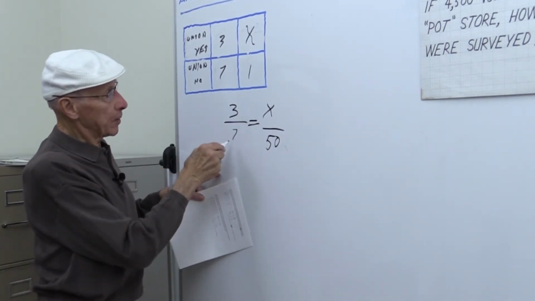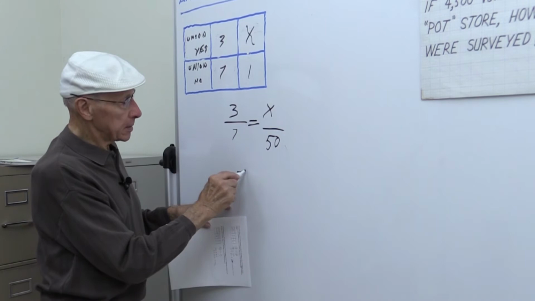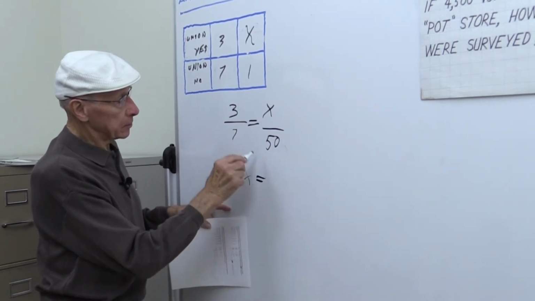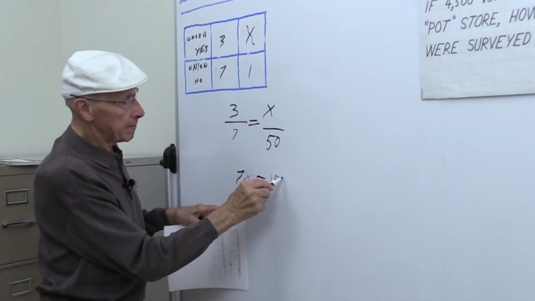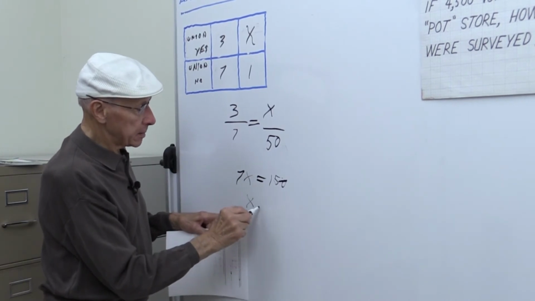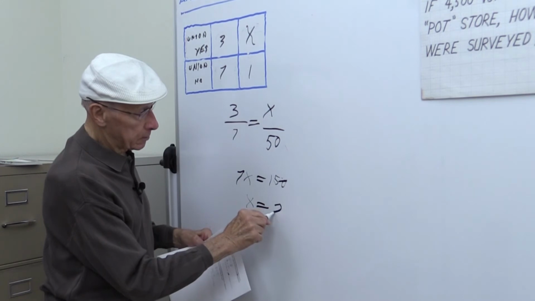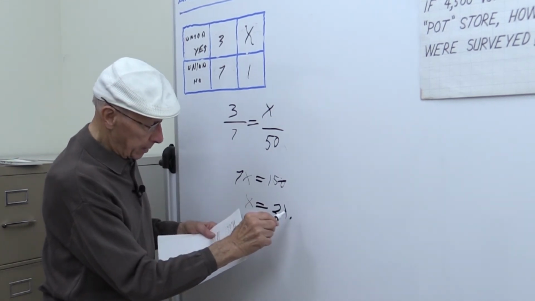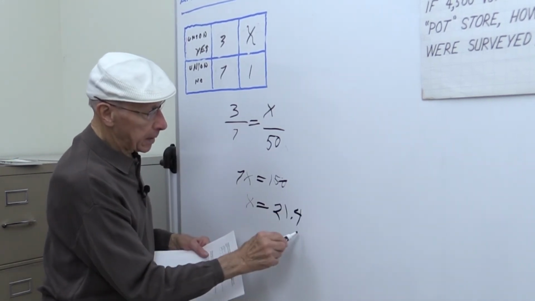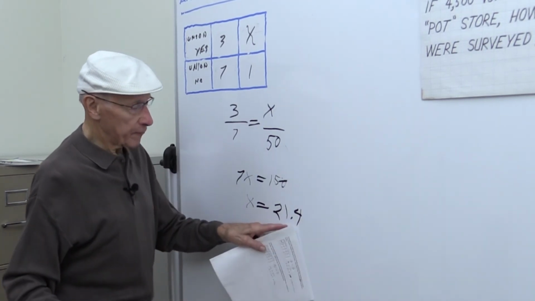So what we have here, if we cross multiply, you get 7x, and that's equal to 150. And if you solve for x, it is 21.4. Now you say, why do we come out with a fraction?